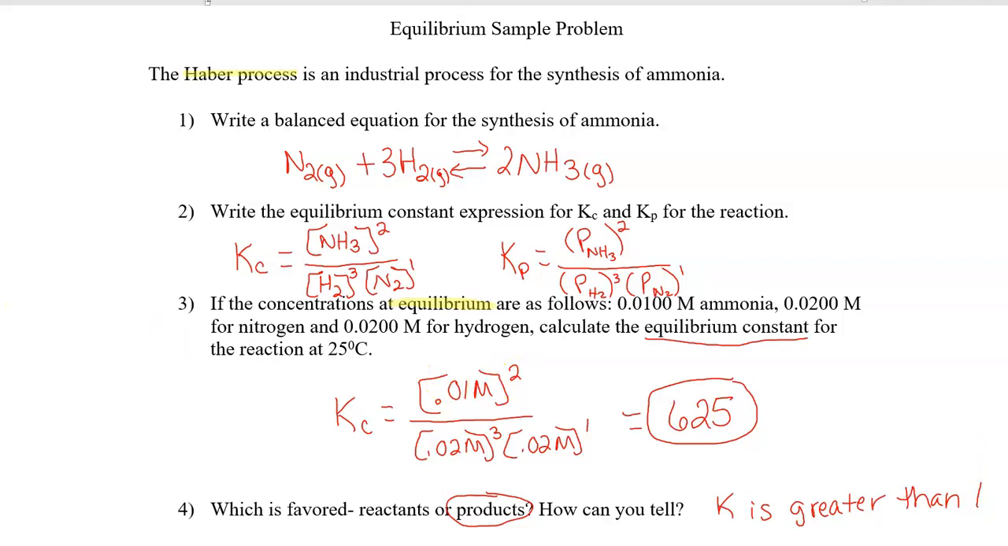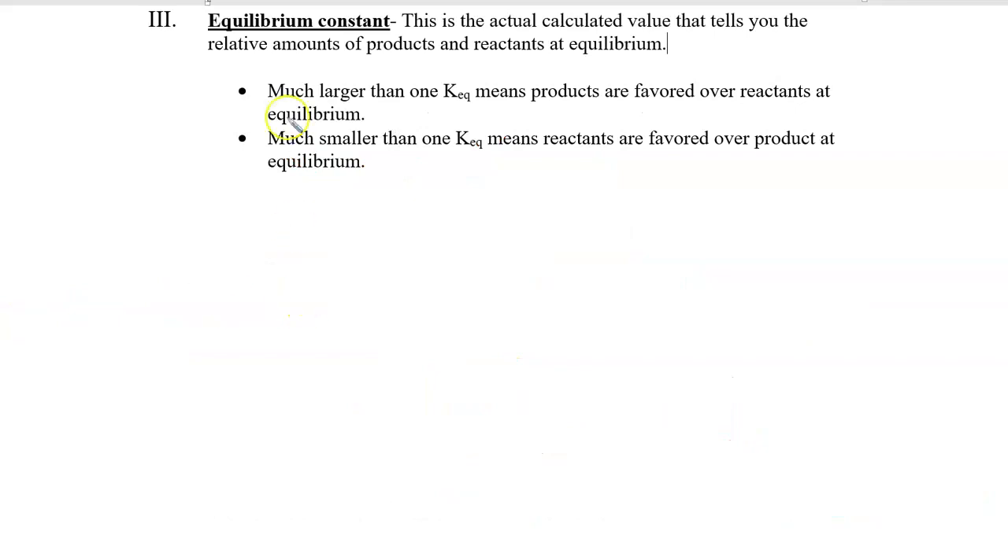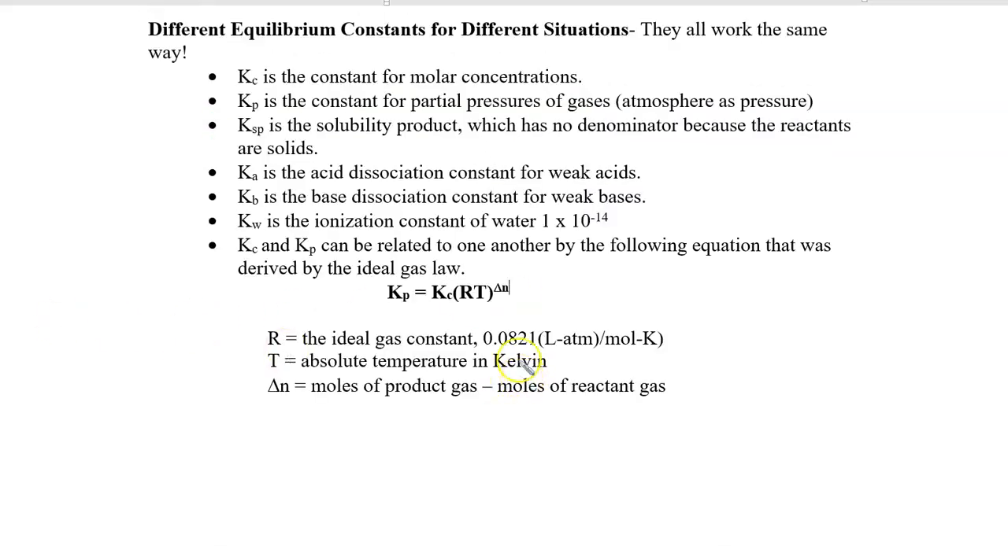Okay, so let me go to the page where all this is written. The equilibrium constant is the actual calculated value. If it is much more than 1, it means the products are favored. If it's smaller than 1, the reactants are favored. If it's at 1, then we have an equal mix of the two. So I do need you to know that. Okay? All right. So now let's look at all the different cases we're about to encounter.